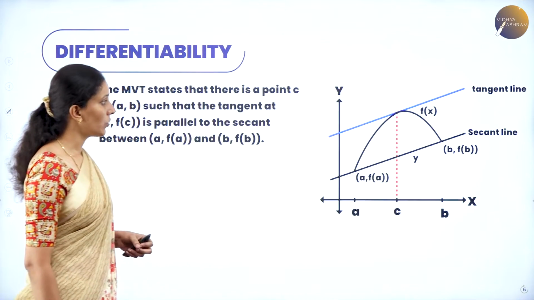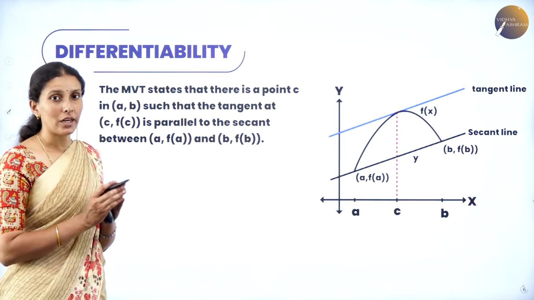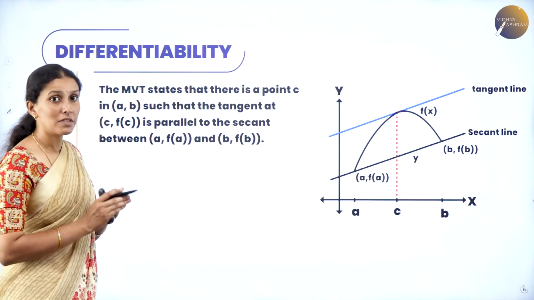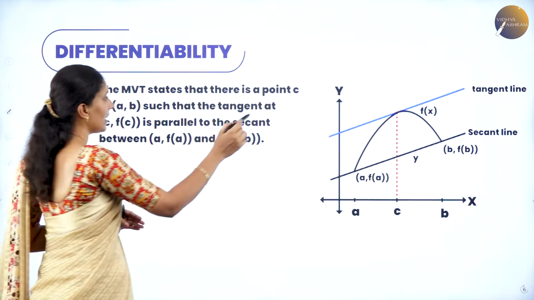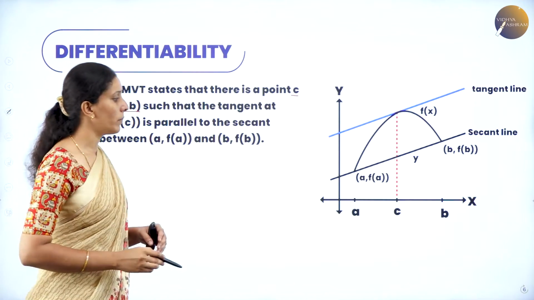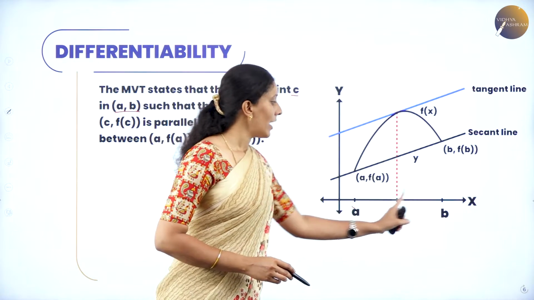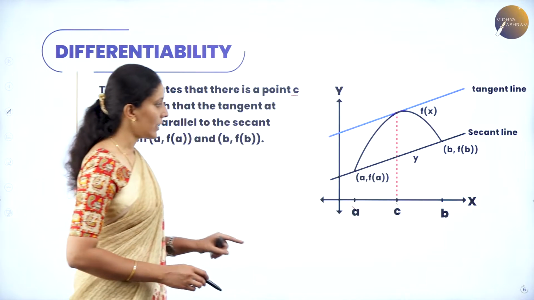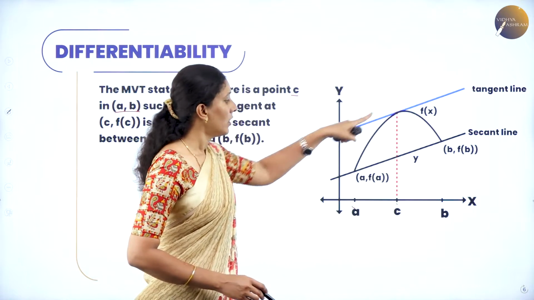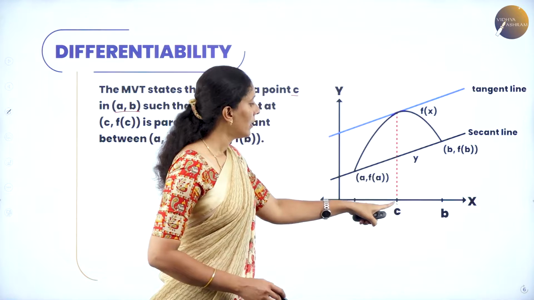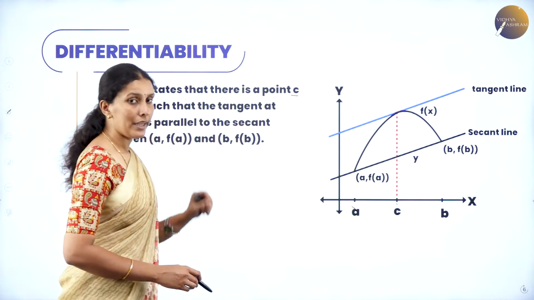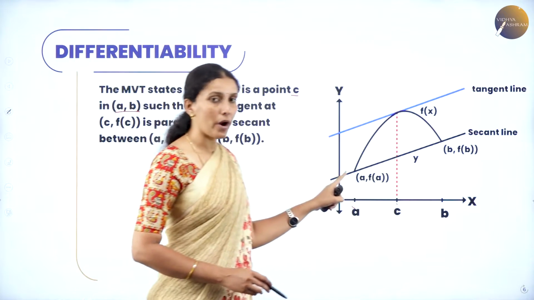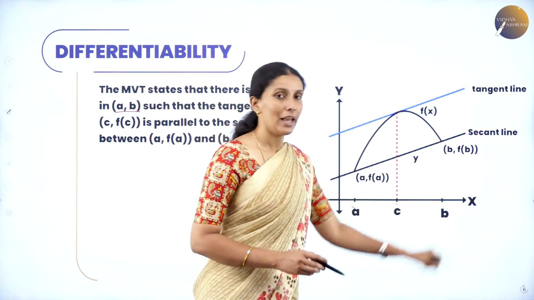Let me explain it through a graph here. So what does actually the mean value theorem say here is, the mean value theorem states that at a point c in a comma b, in the interval a comma b, clearly you can see this is a comma b interval and this is the point c. So at that point c, when you draw a tangent, indicating point C, that is always parallel to the secant which joins the points A, f of A and B, f of B.